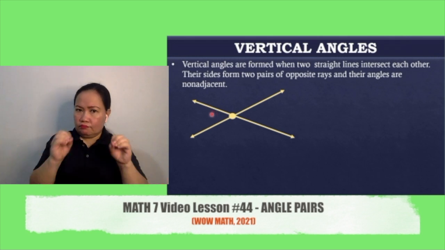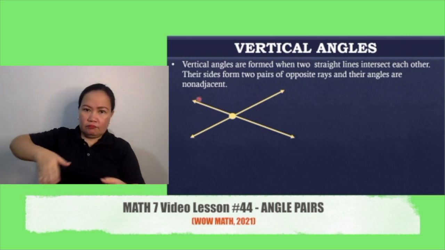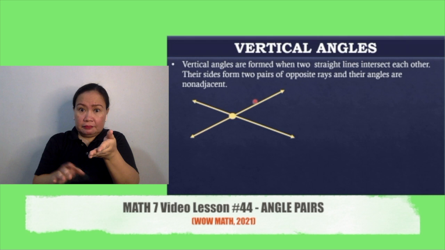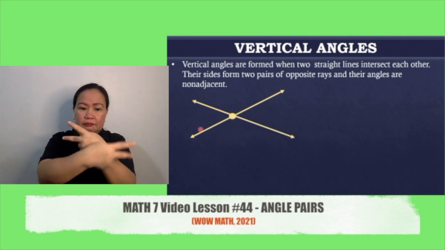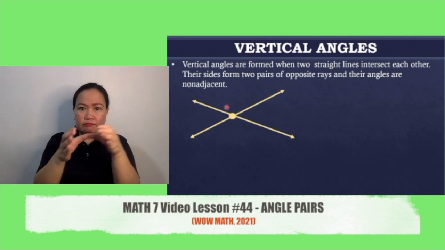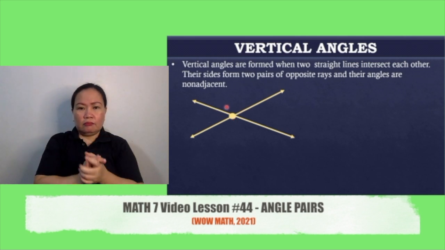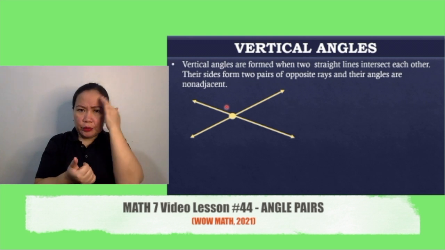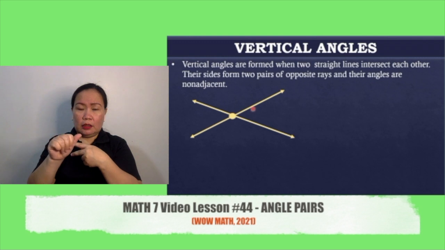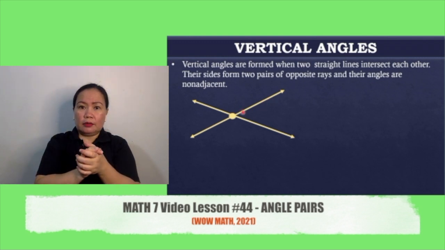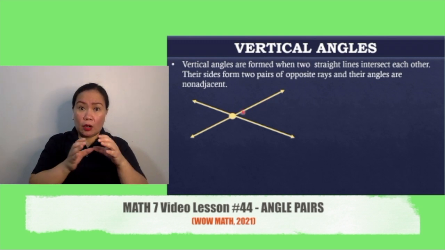So, wala po silang common side. Kagaya po nito, ito po is vertical to this angle, while this one is also vertical to this angle. So, as you can see, wala po silang common sides. And, paano natin malalaman na vertical angle sila? Yung uncommon side po nila ay opposite rays. Okay? So, mamaya ipapakita natin yan.